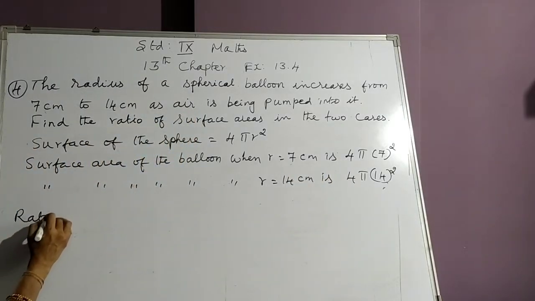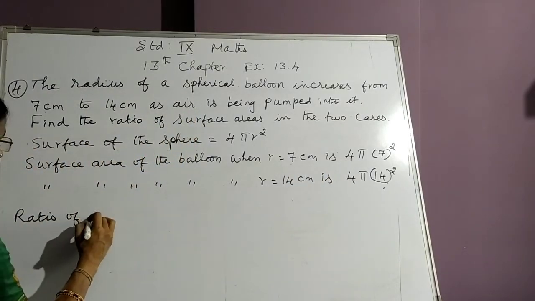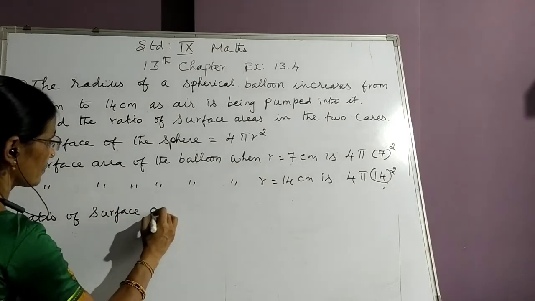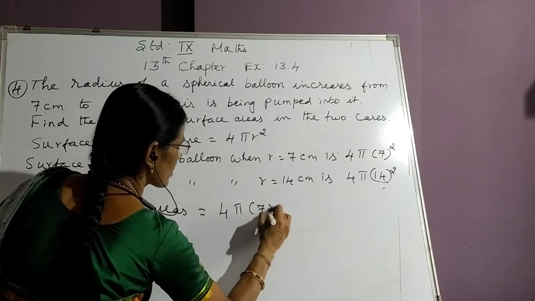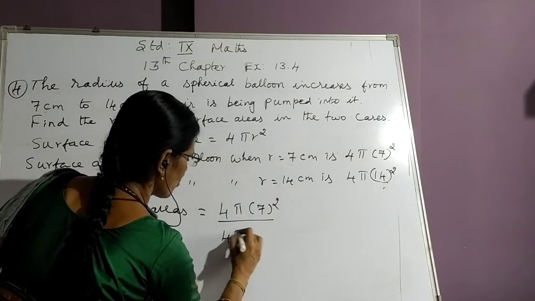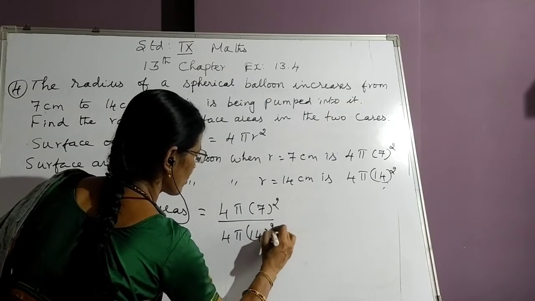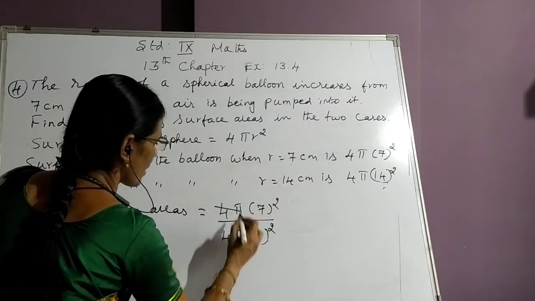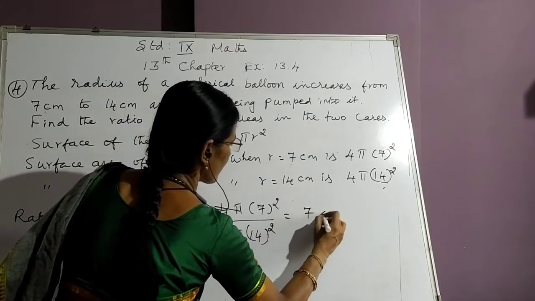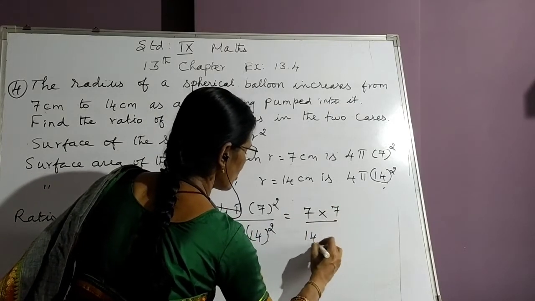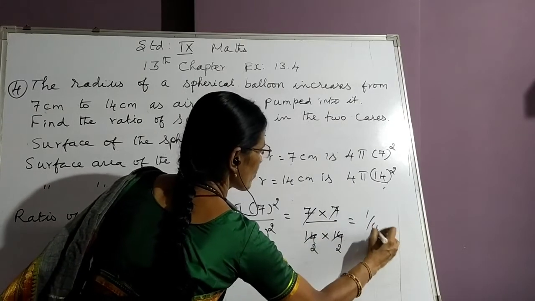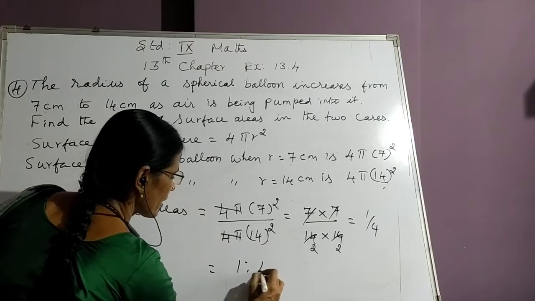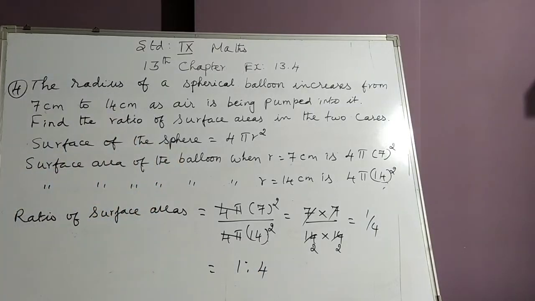So, ratio of surface areas is equal to 4 pi 7 square divided by 4 pi 14 square. 4 pi gets cancelled. It is 7 into 7 divided by 14 into 14. So, we get 1 upon 4. The corresponding ratio is equal to 1:4.